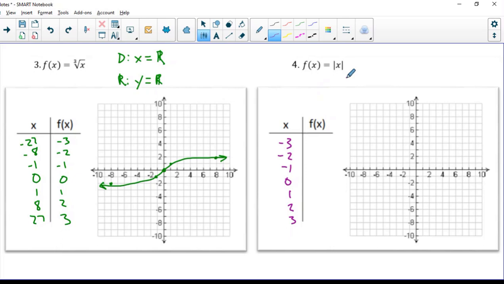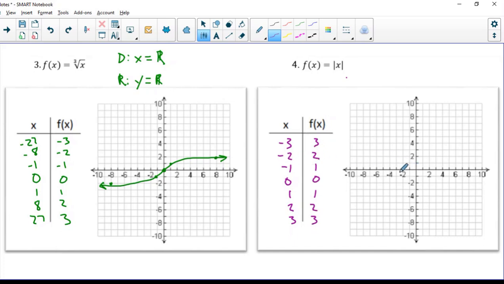So absolute value just means what is the absolute distance that number is from 0 on a number line. So how far is negative 3 from 0? It's just 3, positive 3. Or how far is negative 2 from 0? It's just 2, positive 2. Same thing for this would be 1, and 0 is 0. And then these are also going to be their positive distance. So 1 is 1, 2 is 2, and 3 is 3. So no matter what, negative, 0, positive, no matter what happens, I always get a positive output.